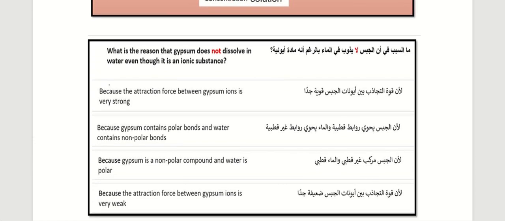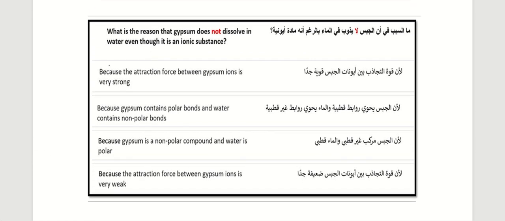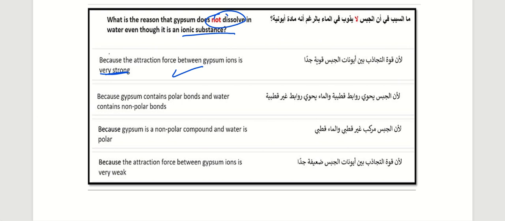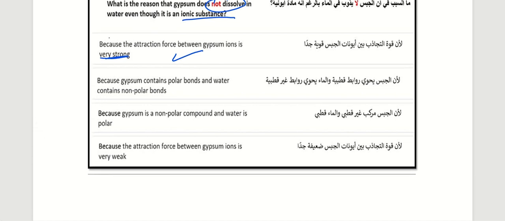What is the reason that gypsum doesn't dissolve in water even though it is ionic? Yes, it is ionic, but it doesn't dissolve. Why? Because the attraction force between gypsum ions is very strong. It is stronger than the attraction between the gypsum and water. And we said the attraction force between the solute and water should be greater in order to dissolve. But here the gypsum ion attraction force is stronger. That is why those who have broken legs can go to the shower or swimming pool while wearing a gypsum cast, because it will not dissolve in water.